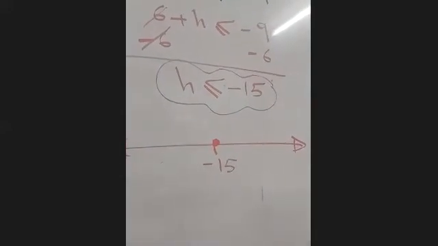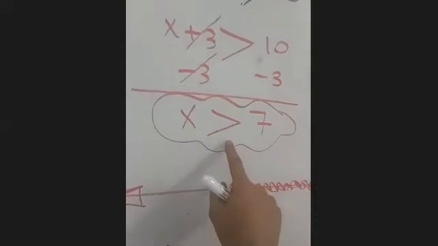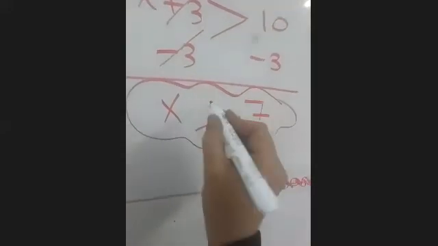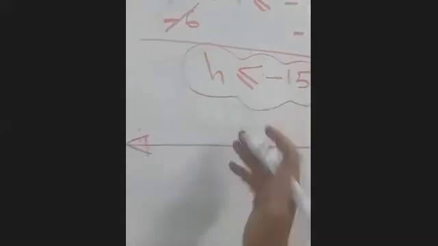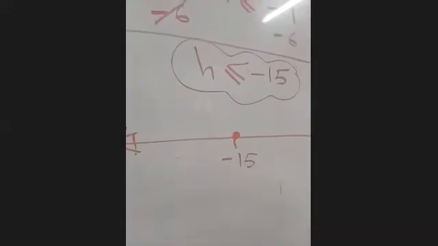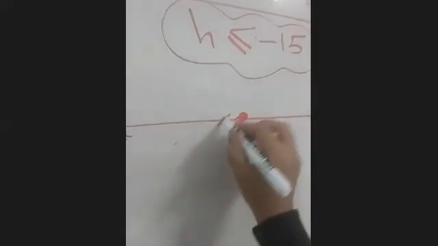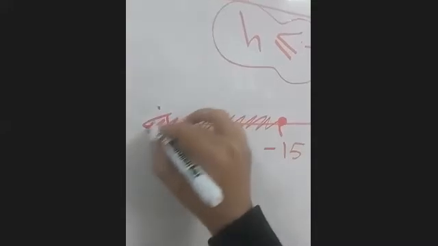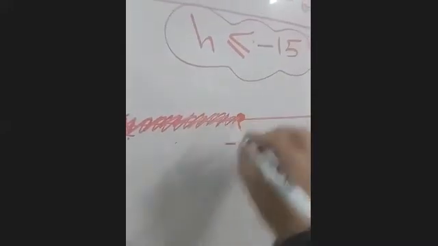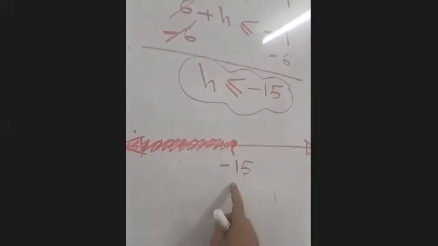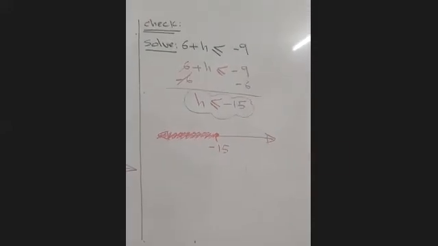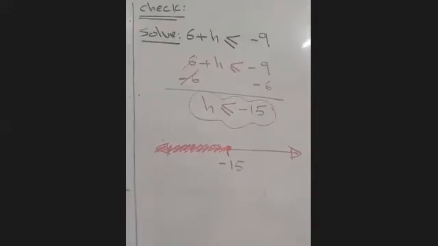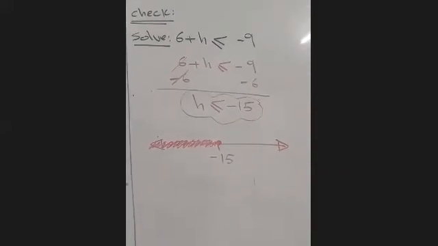Do you understand how we go to the right or to the left? If we have more than, we go to the right. If we have less than, we go to the left. So here I will go to the left, and this is my solution area. Now I will ask you a question. Does negative 15 belong to the solution area? Yes, because it is a closed circle.